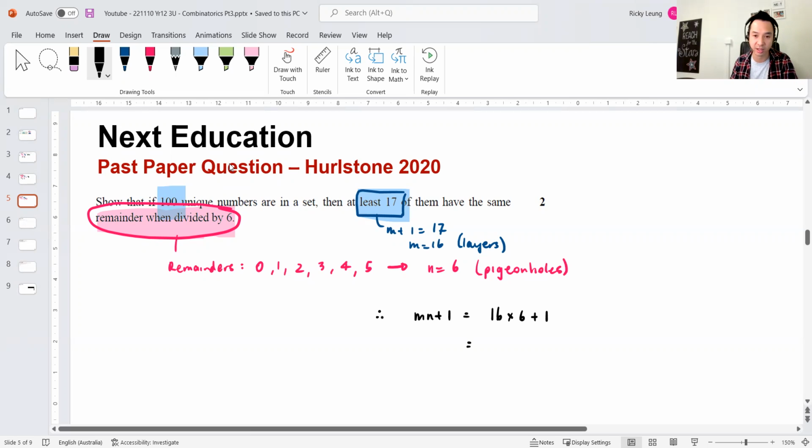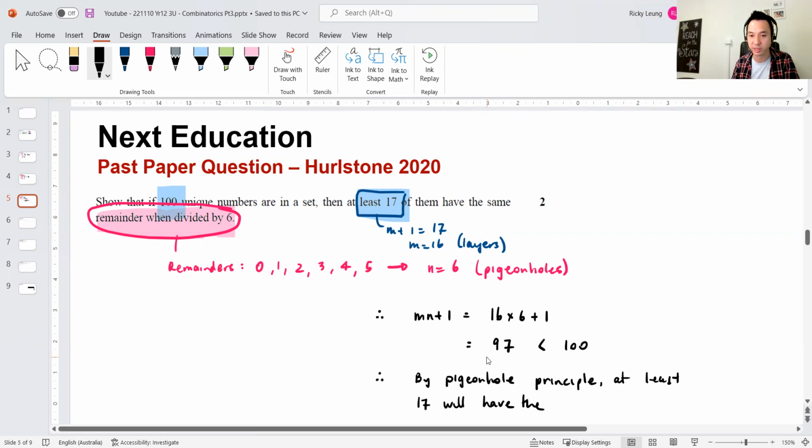So what's this? 16 times 6. Guys, I don't have a calculator. I think it's 97 all up. Yeah, 97, which is less than 100. So therefore, by pigeonhole principle, and then you literally copy and paste the question, at least 17 will have the same remainder.